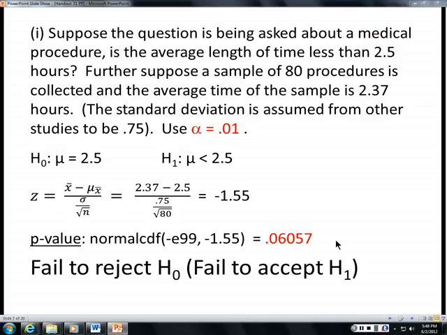We'll talk more about this later, but the p-value is kind of like a measure of how unusual this sample mean is. So this sample mean of 2.37 for a sample of 80, if we assume the null is true, is not that unusual. We'd get something that unusual or more about 6% of the time. So that's not strong enough for us to decide to reject our null. So we fail to reject our null.